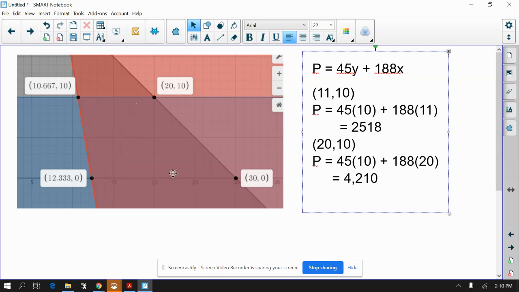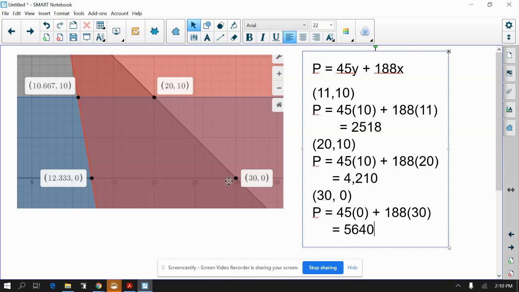But I have to test all of these. Let's try (30, 0). So 30 tables and 0 chairs. Is that what that means? So 45 times 0 plus 188 times 30. Oh, 5,640. One more to go. There's one more vertex to go, and it's this, 12.33.